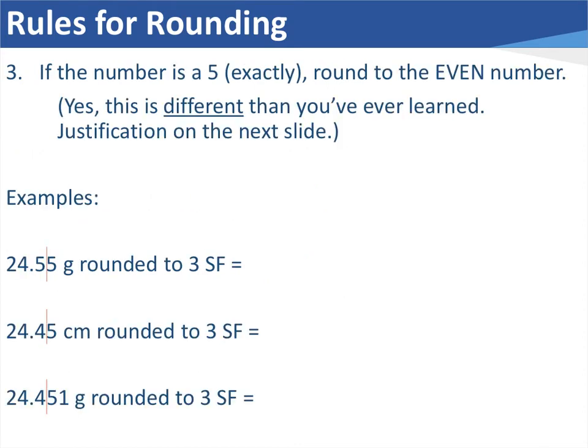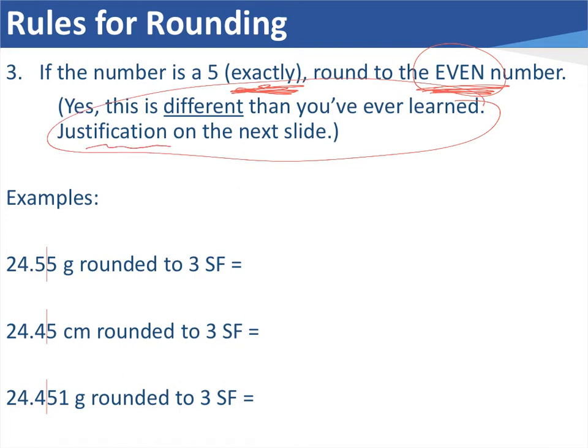And now I'm going to challenge what you think. If the number is 5, exactly 5, round to the even number, not up. 5s you shouldn't round up, you should round to the even number if it's 5 exactly. And this might be different than you've ever learned. I will justify, I promise. So 24.55, after the 5 is a 5, and this is a 5 exactly. In other words, there's nothing after the 5, so this is 24.6.